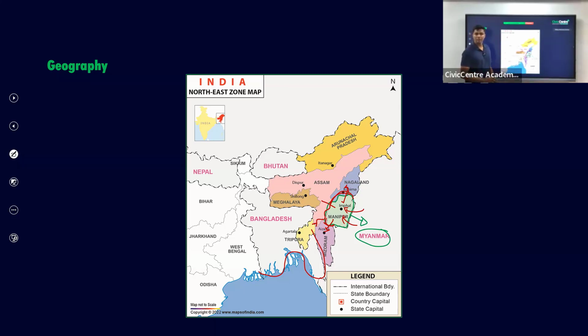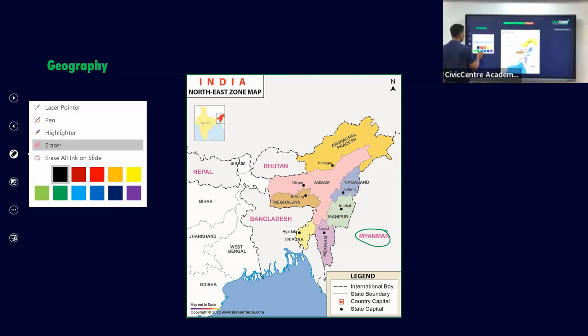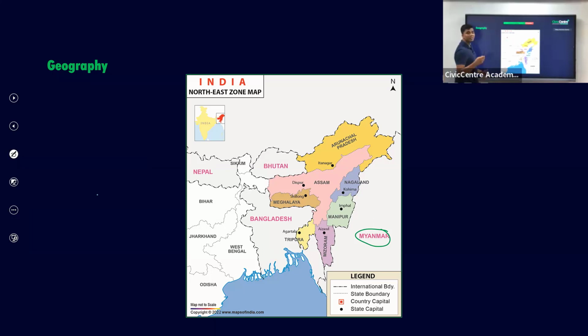The capital of Manipur is Imphal. Here you should know where that capital is located, because the ongoing issue is an issue of hill versus valley. I wouldn't say it is a religion-based issue. I would say it is more of a hill versus valley issue. Imphal is located in the valley.